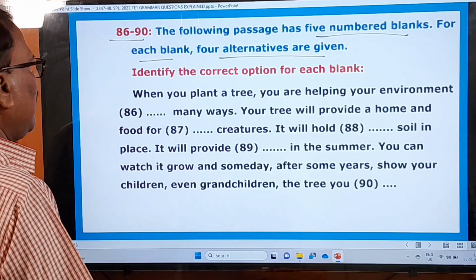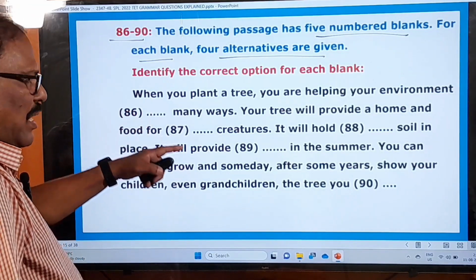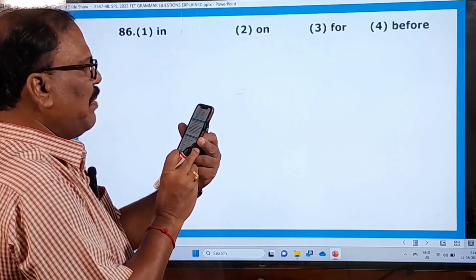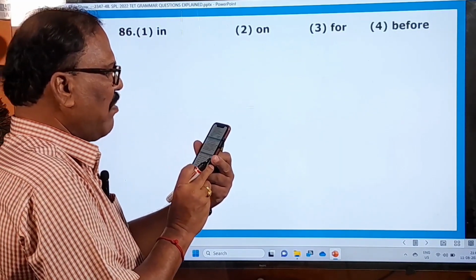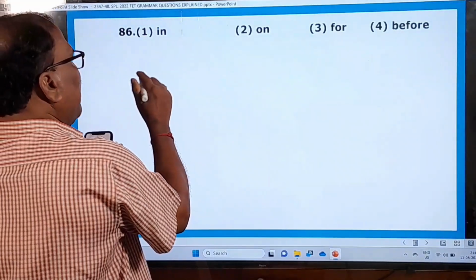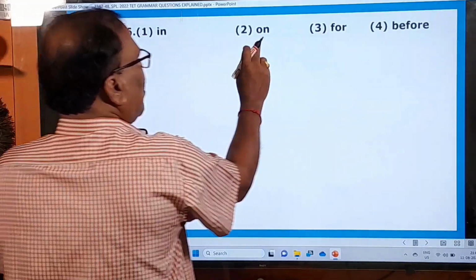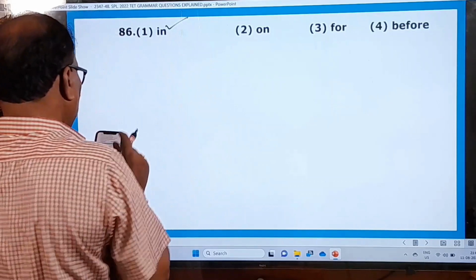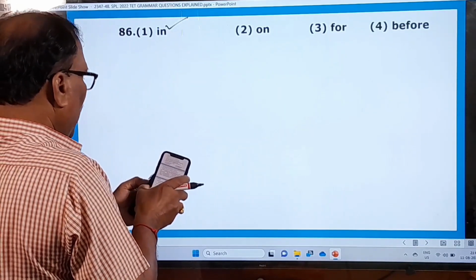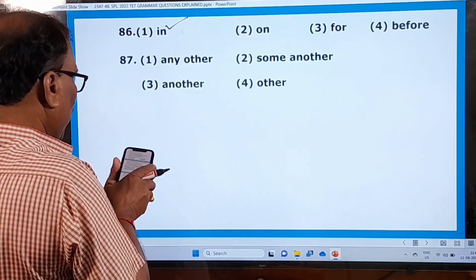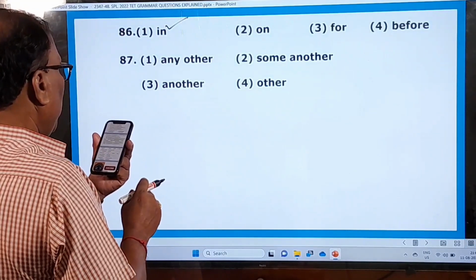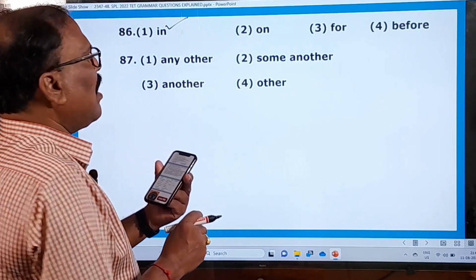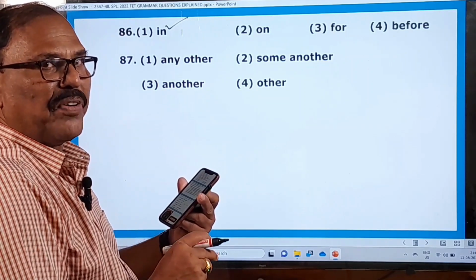Because I cannot come back to this slide, I write something there. When you plant a tree, you are helping your environment dash many ways. What should we use? In many ways, or on many ways, or for many ways, or before? You have to use only in many ways. That is the 86th one. Then go to the next one. What is the 87th one? Your tree will provide a home and food for dash creatures.